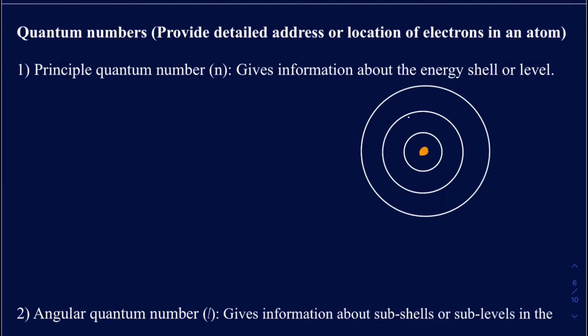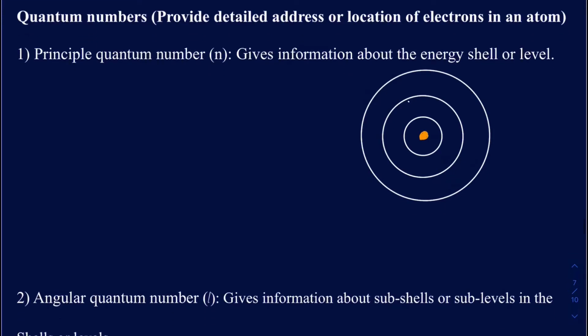So there are actually four quantum numbers, and the successive quantum numbers are usually dependent on the previous one. So we're going to start out with the first one, and it's called the principal quantum number. The symbol for the principal quantum number is going to be n, and it actually gives you information about the energy shells or the energy levels.